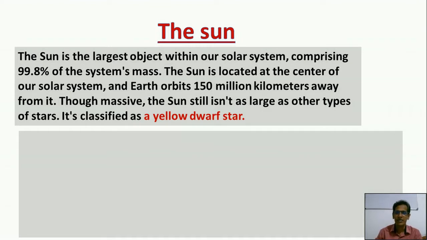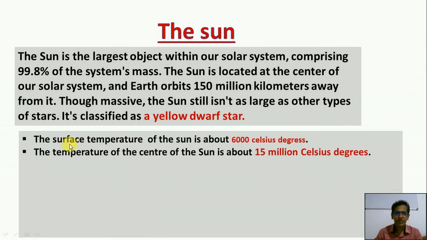Right? The distance from the Earth to the sun is 150 million kilometers. The surface temperature of the sun is about 6,000 Celsius degrees.